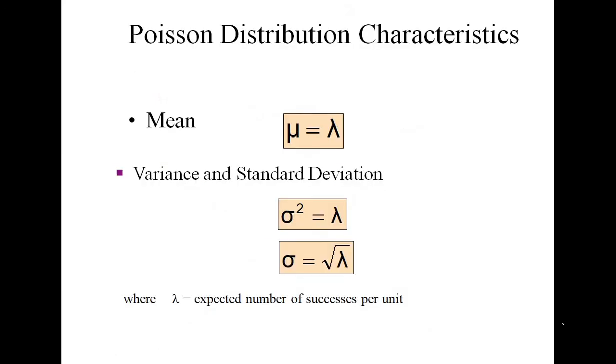So this is the summary for the Poisson distribution, where we can calculate the mean, which is mean equal to lambda, because this lambda is the average, right? Average and mean is same. While to calculate the variance, sigma squared is equal to lambda. Standard deviation is equal to square root lambda. And that's all for this chapter.